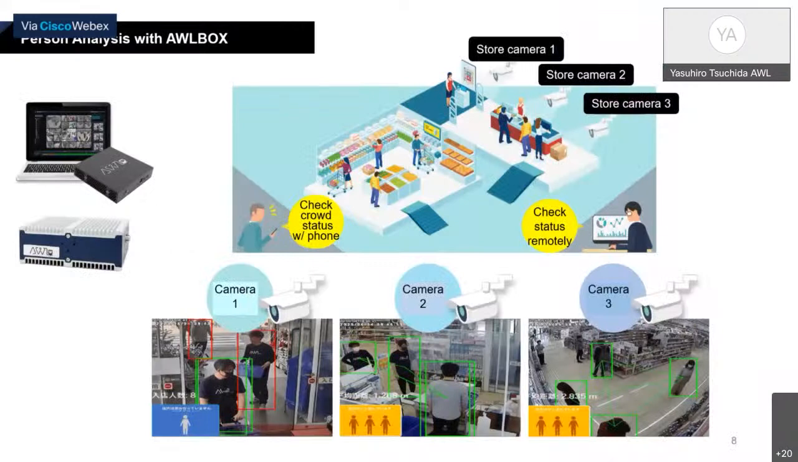So this shows demo images of the AWL box. As I already mentioned, the AWL box is used to preserve the captured video images from the CCTV camera like this, and the stored images are analyzed by the deep neural network-based application we developed. This is used for analyzing visitor counts or characteristics of the visitors like this.